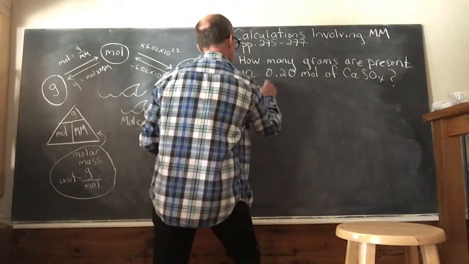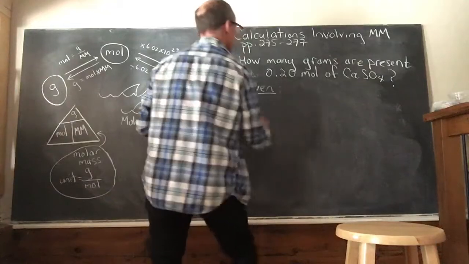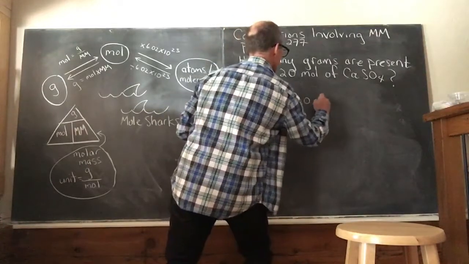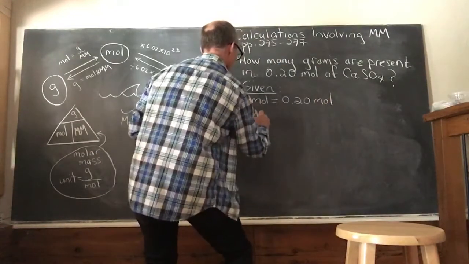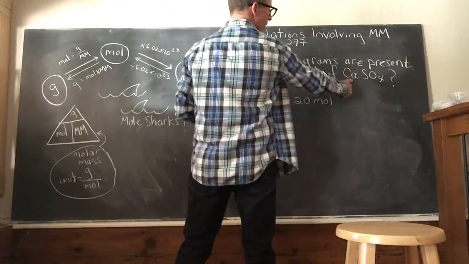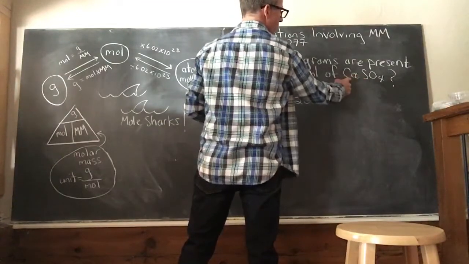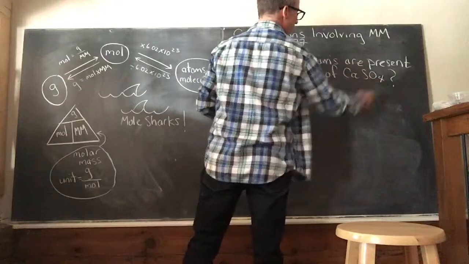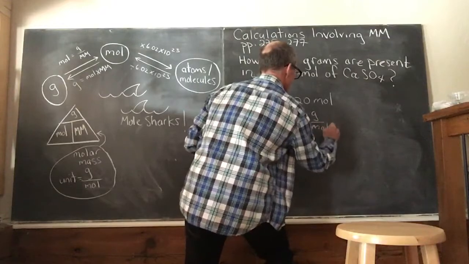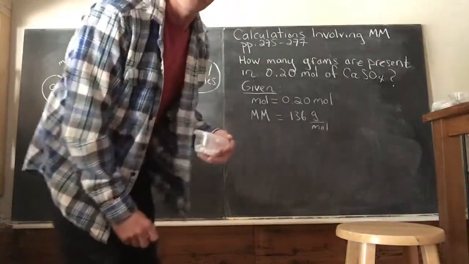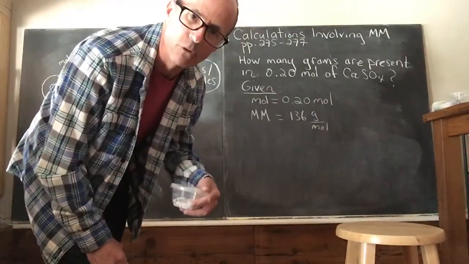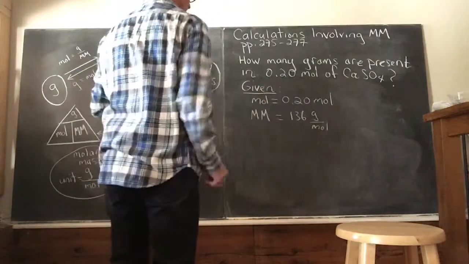Let's write down what we know. Like always, okay, we know that the moles is 0.2. And we also know the molar mass of calcium sulfate is equal to 40 plus 32, which is 72, and 64 is 136 grams per mole. I trust you can use your table to do all that, and I challenge you not to use your calculator. Use your brain. It's in your head, and it works well. Okay? So we've got these two things.